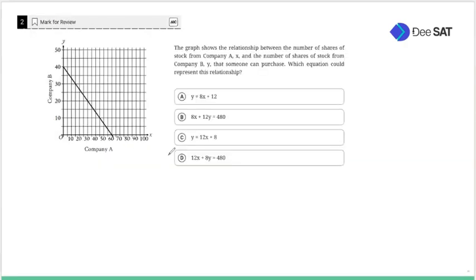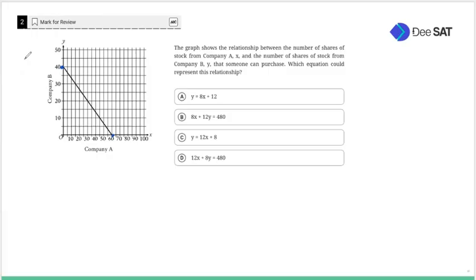Again, a question is given where a graph is shown first, with company A on the x-axis and company B on the y-axis. The graph shows the relationship between the number of shares of stock from company A, on the x-axis obviously, and the number of shares of stock from company B, on the y-axis, that someone can purchase. Which equation could represent this relationship? When you observe the graph clearly, these 2 points are very clear. We just need 2 points, always remember, for a linear relationship.